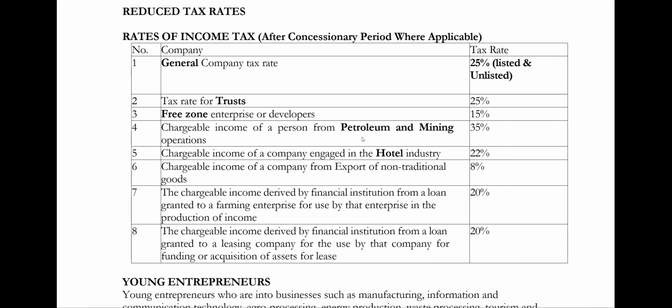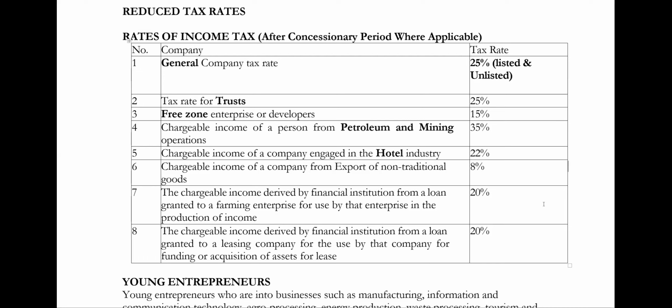You see, the nature of a hotel industry makes you pay what? Because of the activity, you are paying tax at 22%, which means you are saving about 3% of the normal corporate tax rate. Do you understand? And when you export non-traditional goods, you pay tax at what? 8%. Do you all follow?